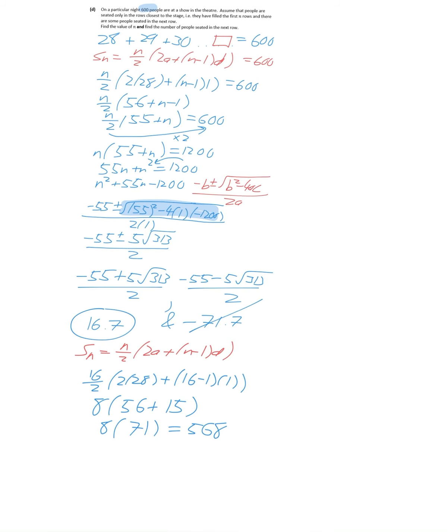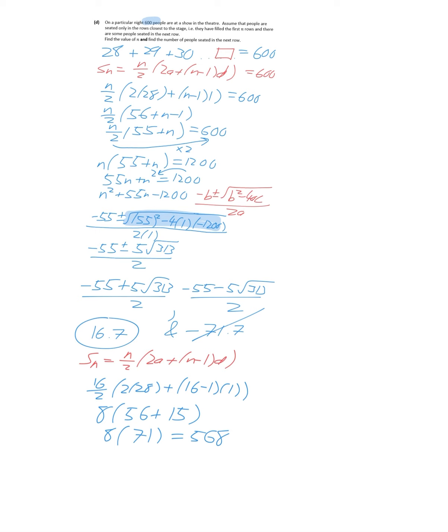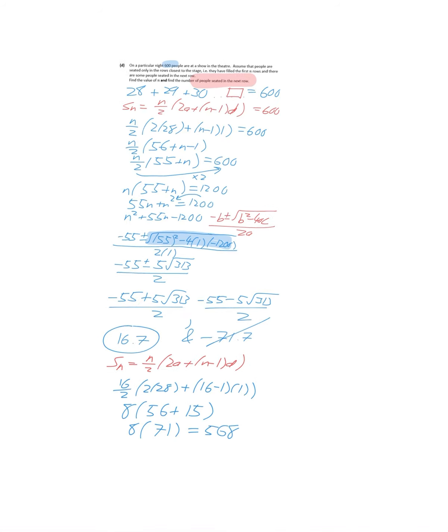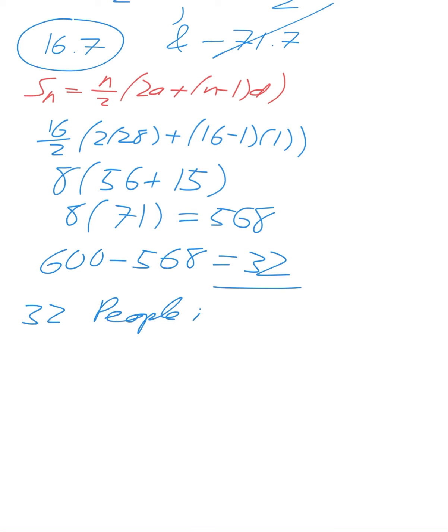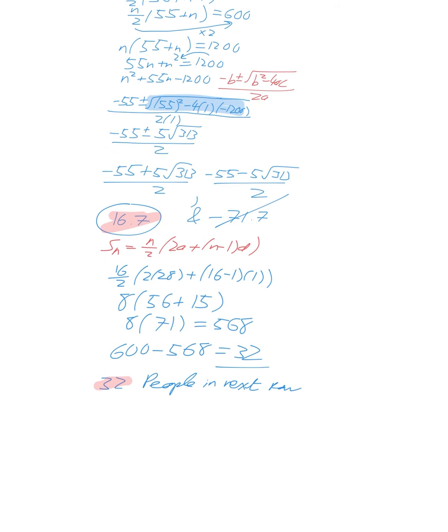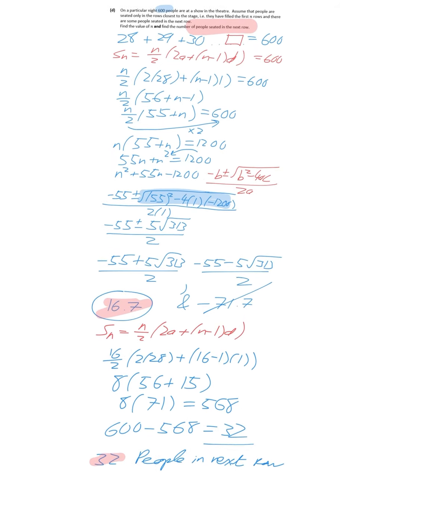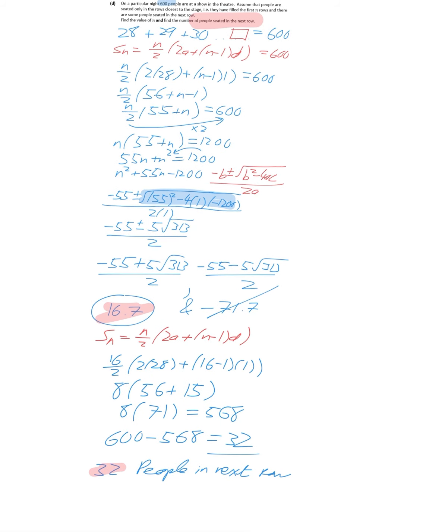So now we have to find the number of people seated in the next row. So you can see it's part of the question here. So to get that, I'm just going to do 600 minus 568, and that is going to be 32. So you have 32 people in the next row. So our value of n was 16.7, and then 32 people in the next row. So that part of that question, okay, very difficult. So in a question like this, you just need to make sure you're getting as many attempt marks as possible.